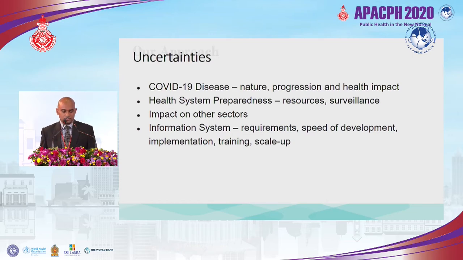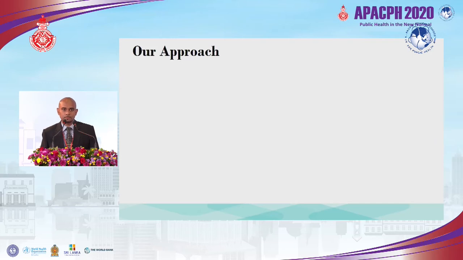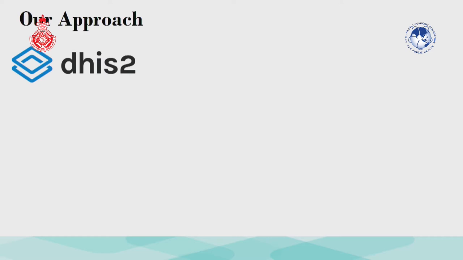So after doing a little bit of research, the team of experts in the Ministry of Health Health Information Unit explored the possibility of using available technologies. And one good thing was that the Sri Lankan public health system was already using several digital technologies for routine data collection, which we thought could be of use. So we decided to go ahead with the DHIS2 platform, which is a free and open source health management information system, currently used by more than 70 countries at Ministry of Health level on a global scale. So we decided to use DHIS2.